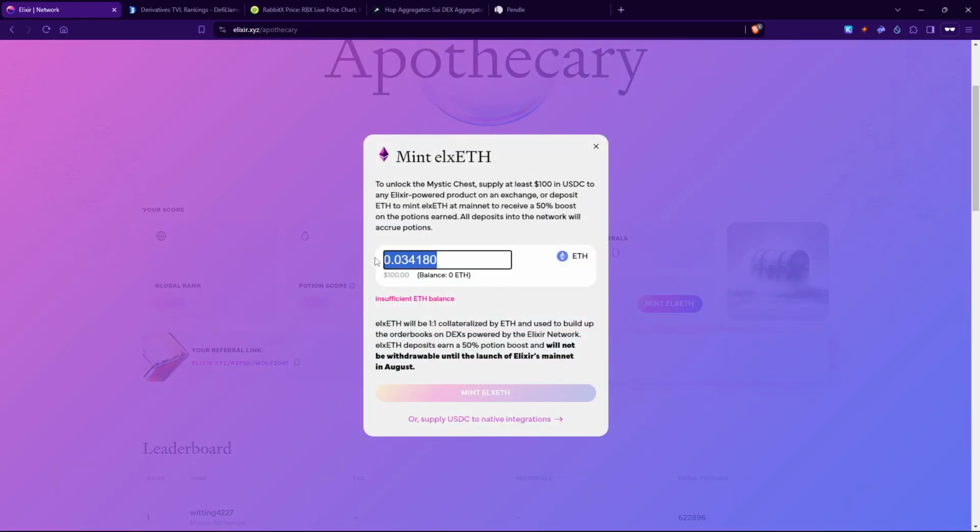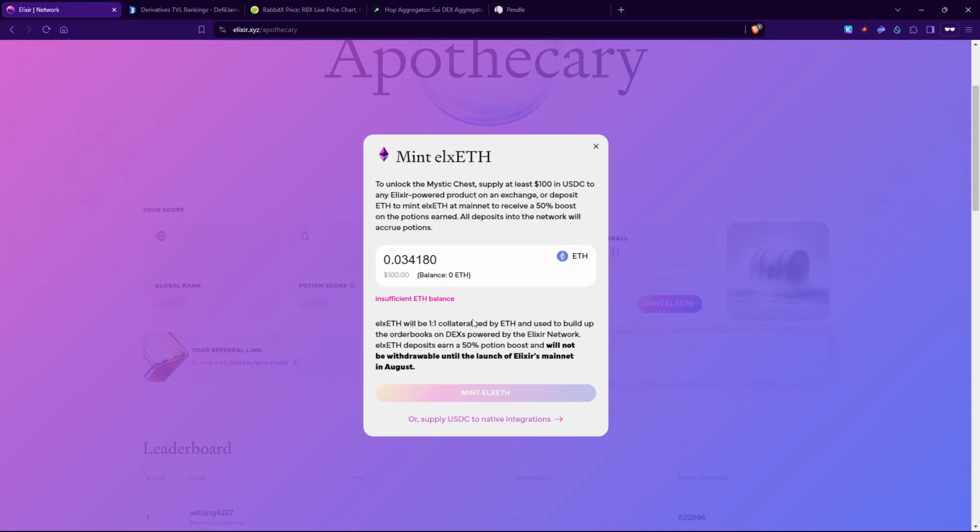So you can provide Ethereum and you will be minting the ELX ETH in return for your Ethereum. It's one-to-one backed. So let's say you provide one Ethereum, you will be minting one ELX ETH. Now the advantage is you're going to get a 50% boost on the portions that you will receive.